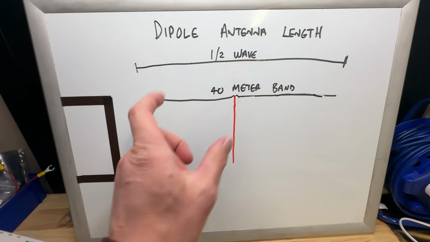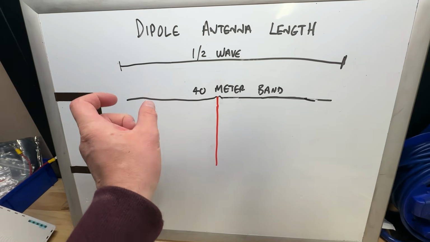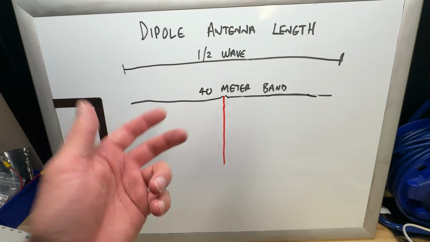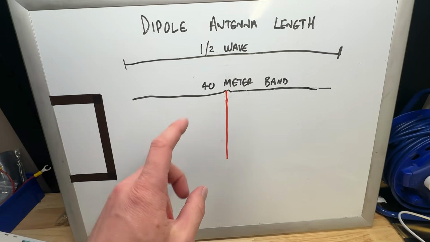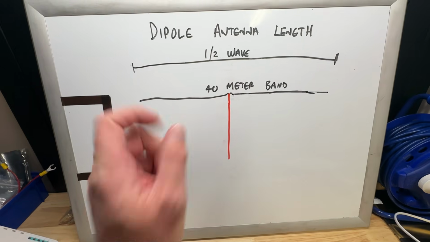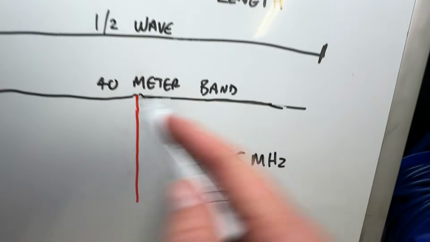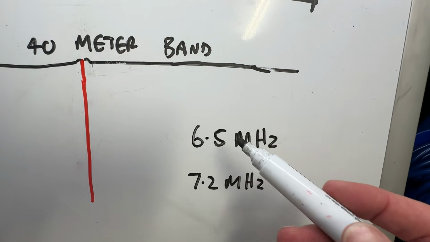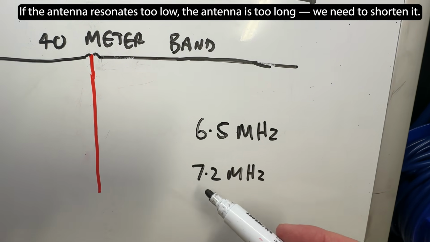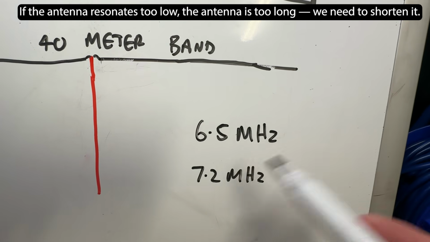Now it is much easier to make your antenna just slightly longer than you calculated, because then you can trim it down if you need to tune it up. Now I'm going to give you a tip on how to work out exactly how much to trim off. So say we build our antenna and we check the SWR is the lowest at 6.5 megahertz, but we want it at 7.2 megahertz. So what do we do?